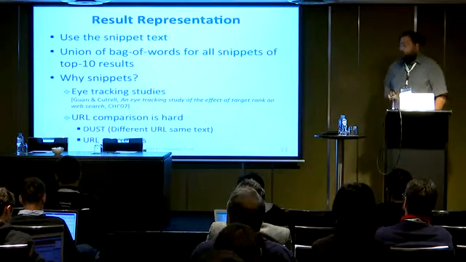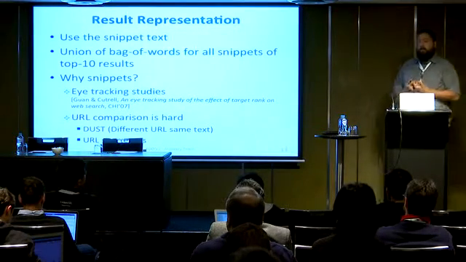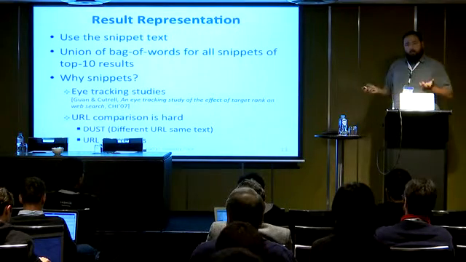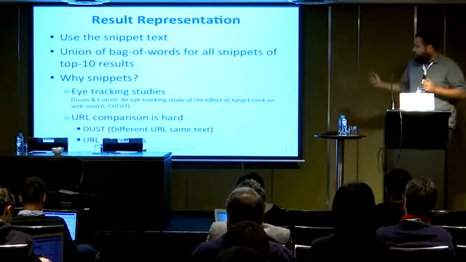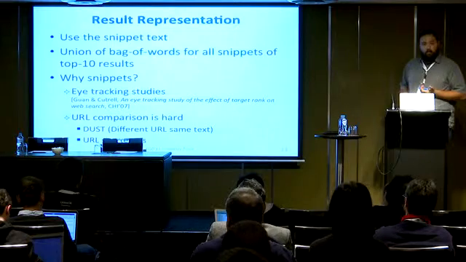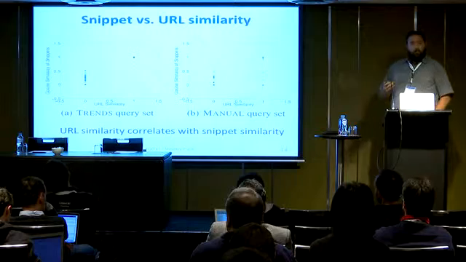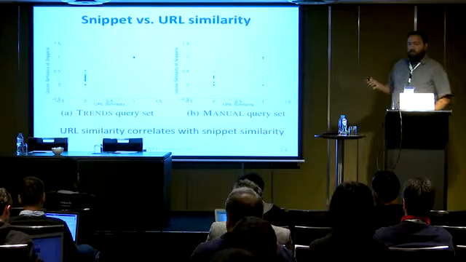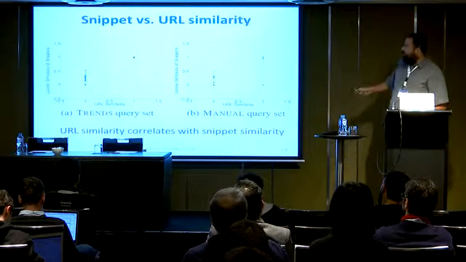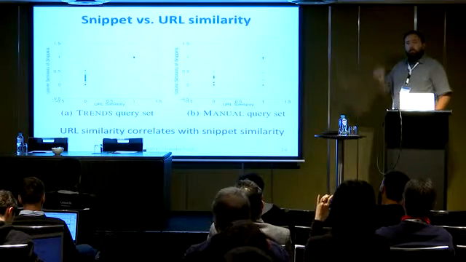Another issue is that URL comparison is not a simple string comparison. It's actually a hard problem because you might have multiple URLs pointing to the same page, or URL shorteners and things like that. Because there is no bulletproof solution to this problem, we decided to avoid it altogether. But before we did that, we wanted to test whether doing that is not a terribly stupid idea. And actually, it turns out that if you look at manually labeled URL similarities, which is on the x-axis, and the cosine similarity of the snippet text, it actually correlates pretty well.